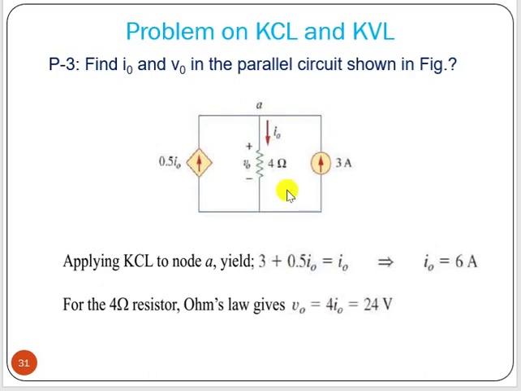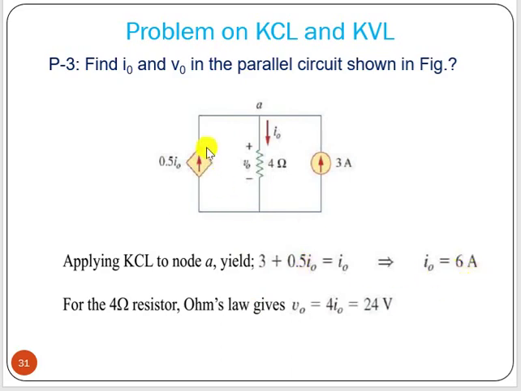Now a third problem. Again we have a dependent source also, diamond shaped. Here let us apply KCL at node A. What can we write? Current entering this 3 ohm, 3 ampere current also entering, I0 is leaving. So entering current is 3 ampere plus 0.5 I0 equals I0. Entering current equals leaving current. From this we can find I0.